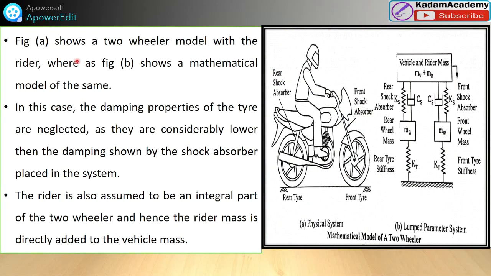So friends, these are the diagrams. I have just shown you the lumped parameters, rear wheel and front wheel, which we have already studied. The rider is also assumed as an integral part of the two-wheeler. So this is the total study of the mathematical modeling of the motorbike.